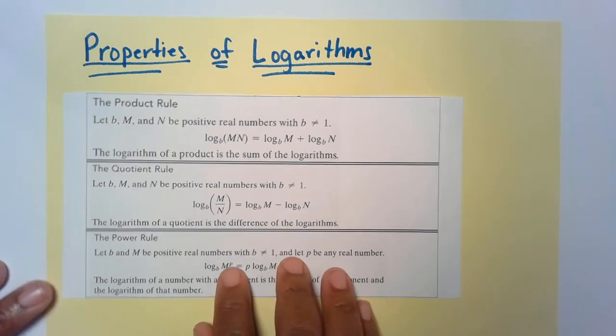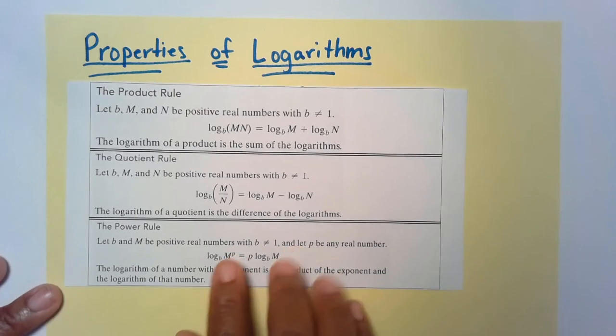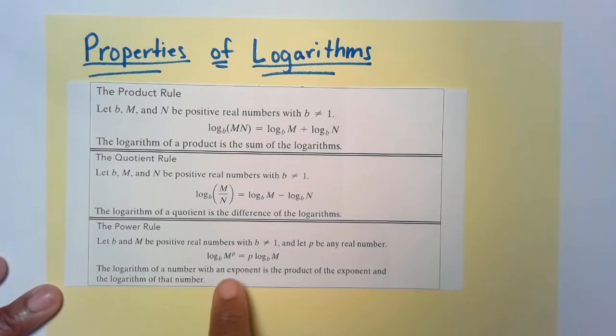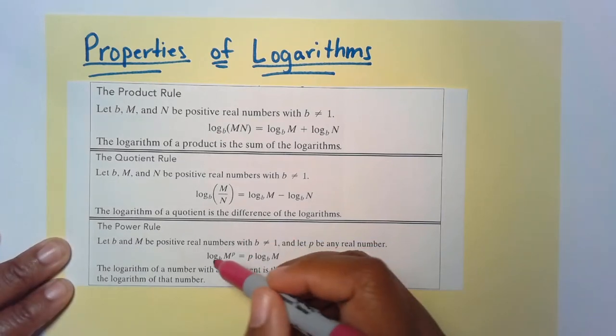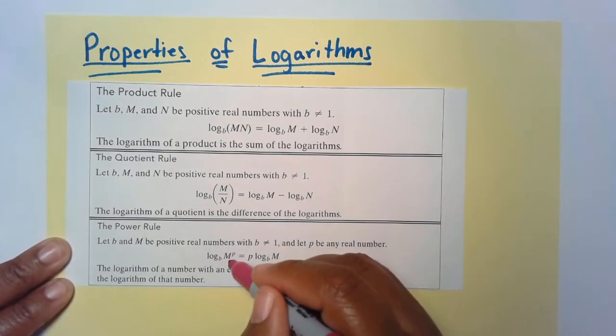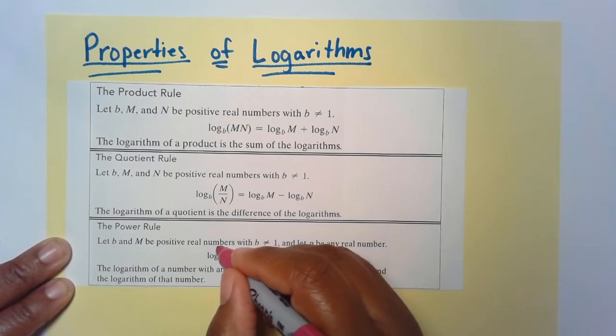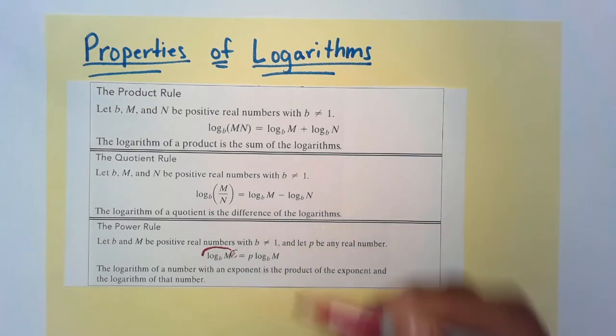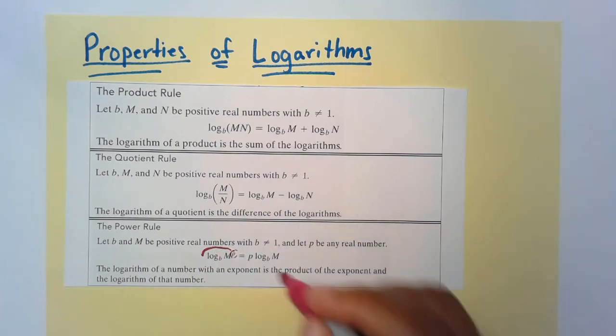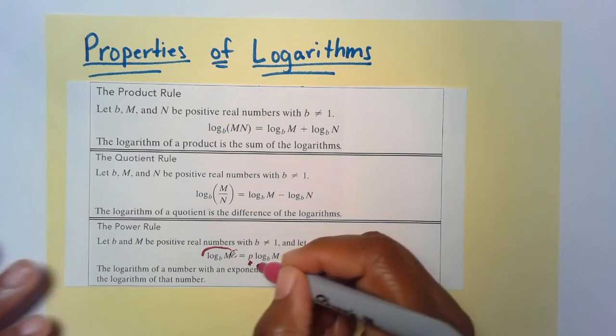And the next one, we have the power rule that says the logarithm of a number with an exponent is the product of the exponent and the logarithm of that number. So what this is saying here is that you're going to take that exponent. So here we have log base b of m raised to the p power. We're going to take this p, bring it down and write it in front of the log. And this is where you see the exponent.